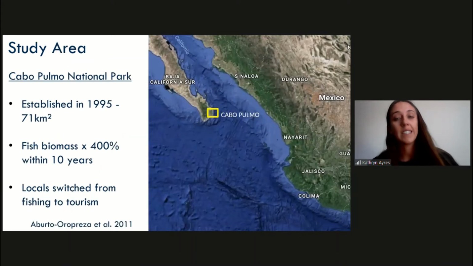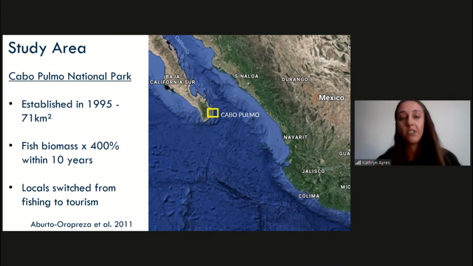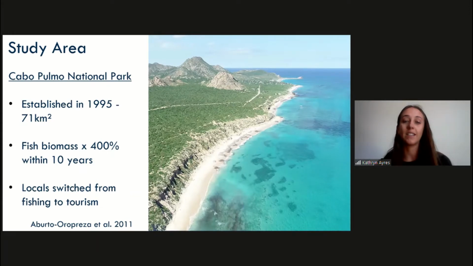But my study area is here in Cabo Pulmo National Park, which is located on the southeastern tip of the peninsula. So the protected area was established in 1995. It's a relatively small protected area of 71 kilometres squared, but within 10 years of its creation as a no-take area, fish biomass increased by over 400%. And this was because locals switched from fishing to tourism. So now Cabo Pulmo is a well-known, famous destination for scuba diving, particularly with shark species.